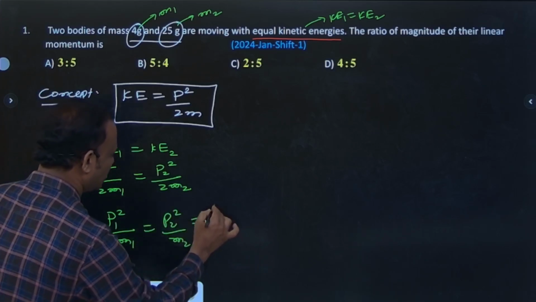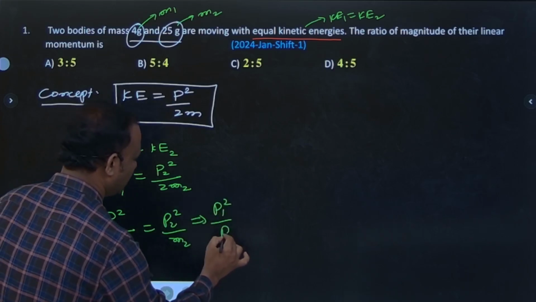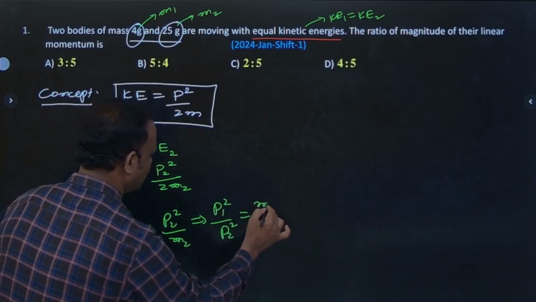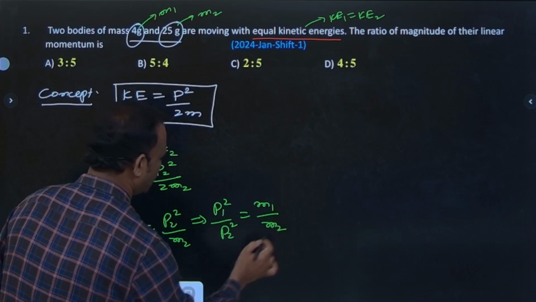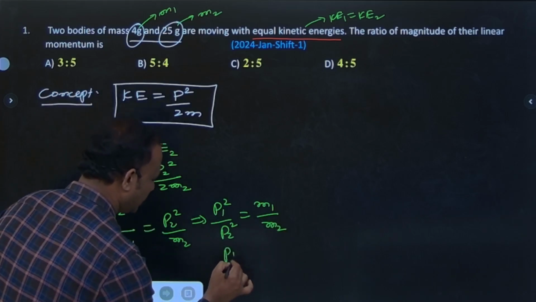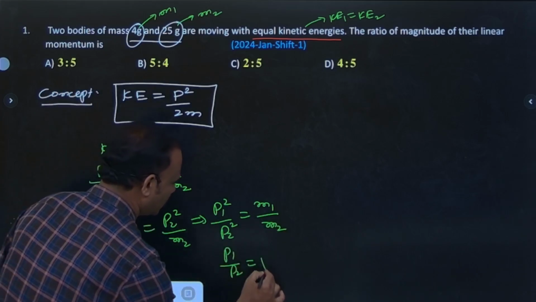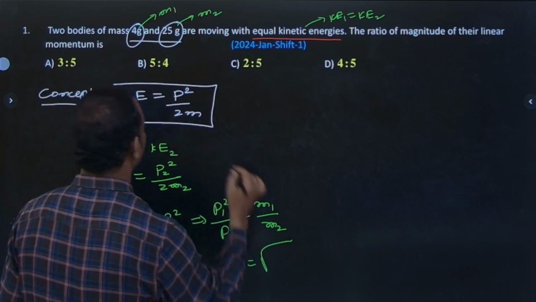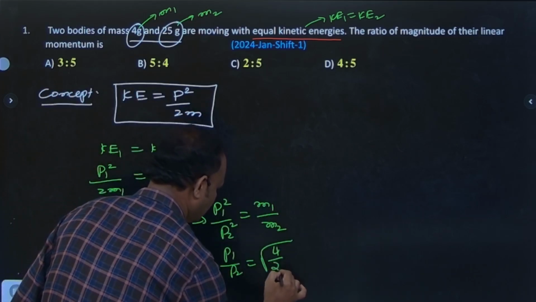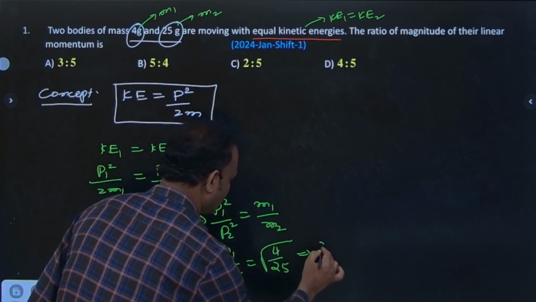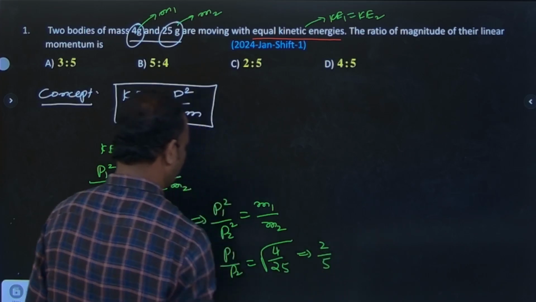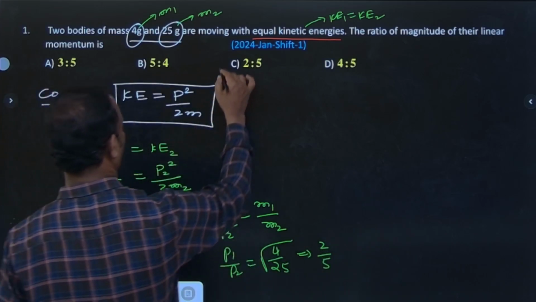So from this, P1 square by P2 square is equal to m1 by m2. Then P1 by P2 is equal to under root of m1 by m2, which is 4 by 25. This is equal to 2 by 5. The answer is 2 is to 5.